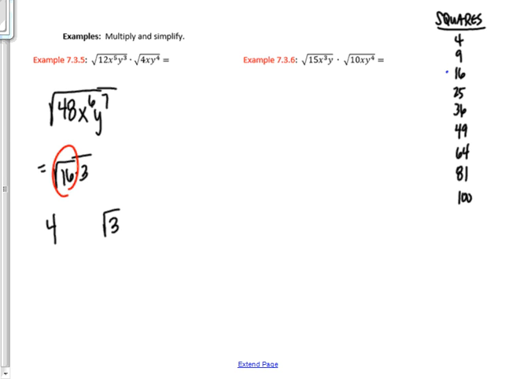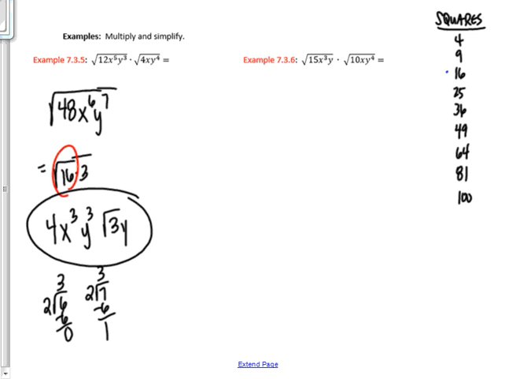All right, let's do our x's and y's. So I divide 2 into 6, and it goes 3 times with none left, so 3 x's out. And I divide 2 into 7. It also goes 3 with 1 left, so 3 y's out, 1 y in.